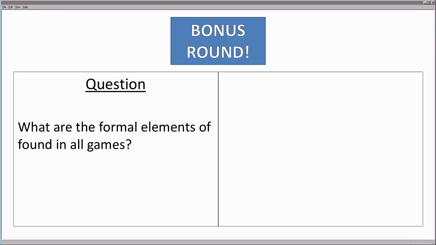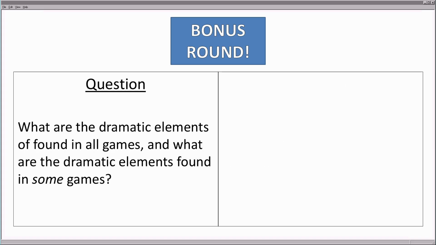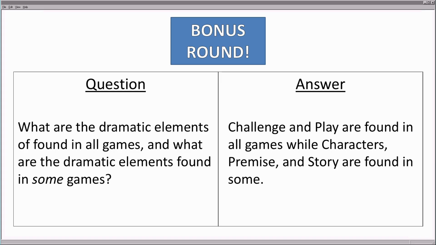What are the formal elements that are found in all games? Players, objectives, procedures, rules, resources, conflict, boundaries, and outcome. What are the dramatic elements found in all games, and what are the dramatic elements found in some games? Challenge and play are found in all games, while characters, premise, and story are found in some.